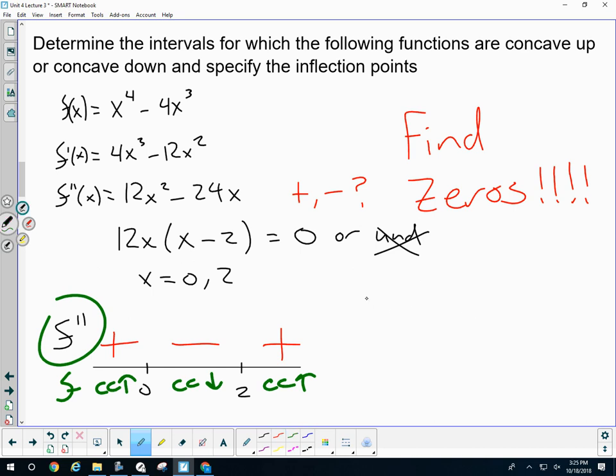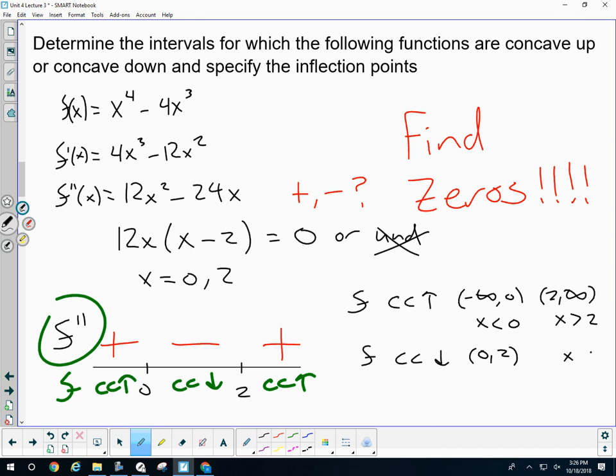All right, so the original function f is concave up from negative infinity to 0 and from 2 to infinity. You can write that like that using that notation, or you can say x is less than 0 and x is greater than 2. F is concave down from 0 to 2. You can write it like that, or you can say from 0 to 2. We have points of inflection where the concavity changes. The concavity changes at 0 and 2.